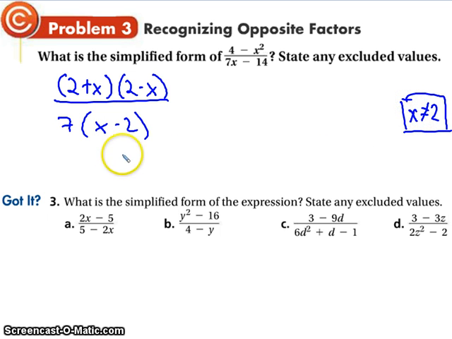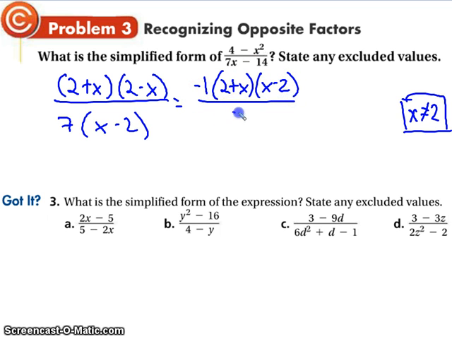Now sometimes we are going to have multiple excluded values. In most of these cases we've only had one. In the past example, problem 2, we did have 2. Now, I need to make something look like this. So I'm going to go up here to this one and pull out a negative 1. By doing that, I change the sign of everything in the parentheses, and that allows me to cancel, leaving me with my final answer.